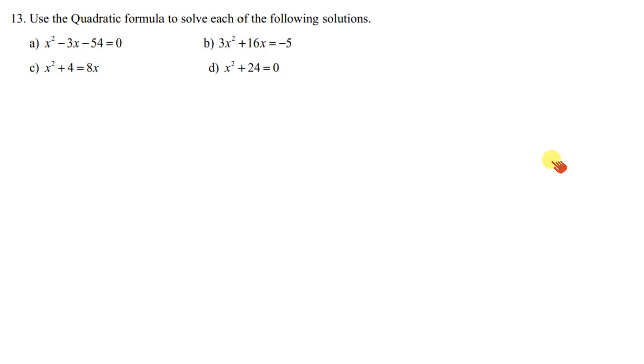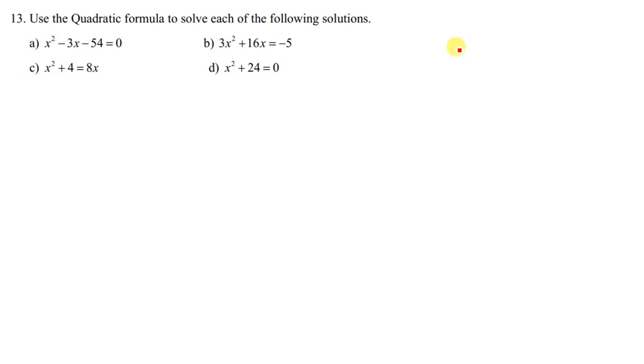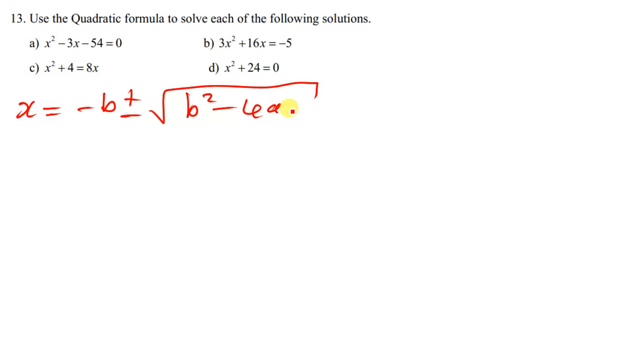Okay, let's quickly begin to solve the equations. So the quadratic formula itself is simply just x is equal to negative b plus or minus the square root of b squared minus 4ac, then everything divided by 2a. So this is the formula that we're going to use to solve all these questions you are seeing on the screen. Okay, so let's start with the first one there.